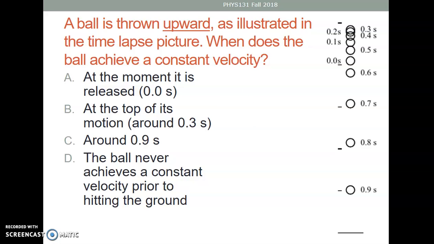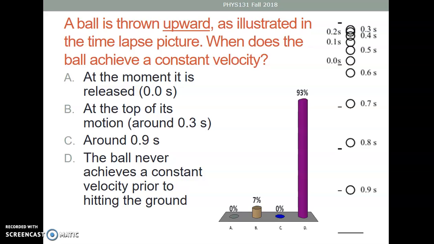Alrighty, going once, going twice, going 3 times. And yay, the answer again is D. Okay. The easiest way to get tricked by this is at the top of its motion, around 0.3 seconds.